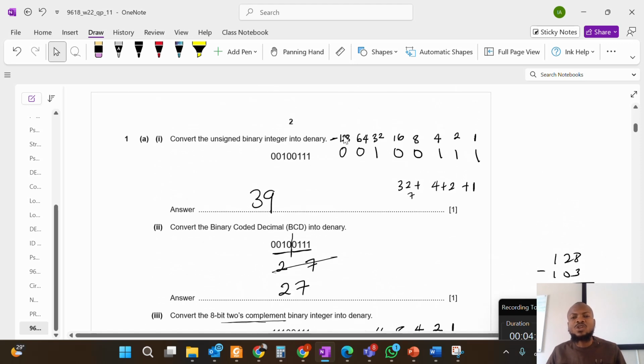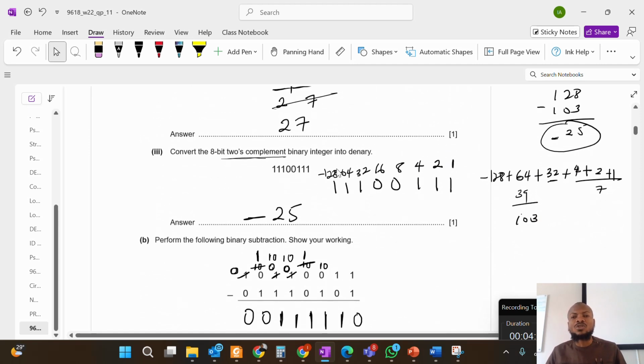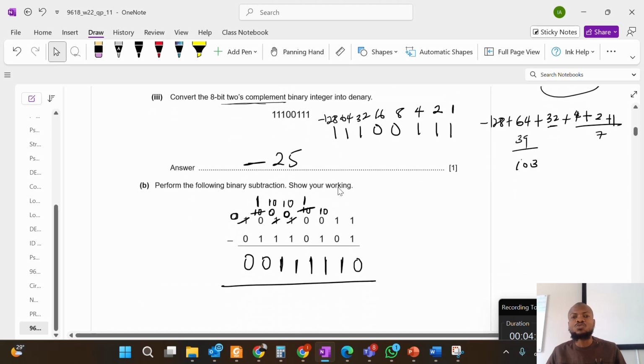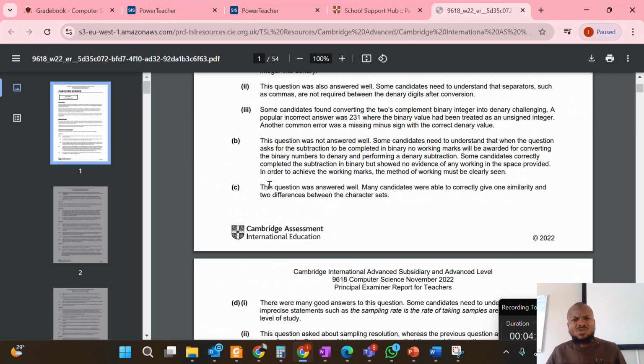And even if you write minus 128 as a negative number, since you are multiplying by 0, it still does not affect your value. So those students might have forgotten to write minus 128, which will completely change the answer. Okay. Now, question 1b. For this question 1b, which was this subtraction, the question was not answered well.